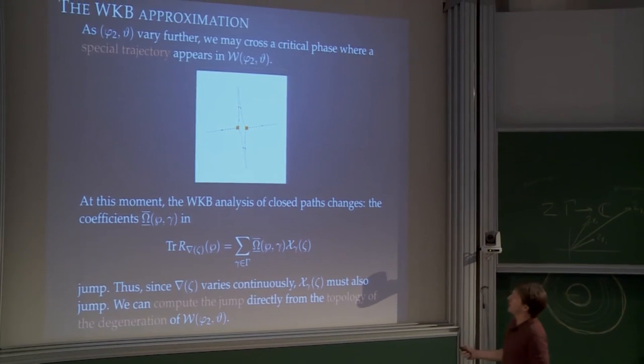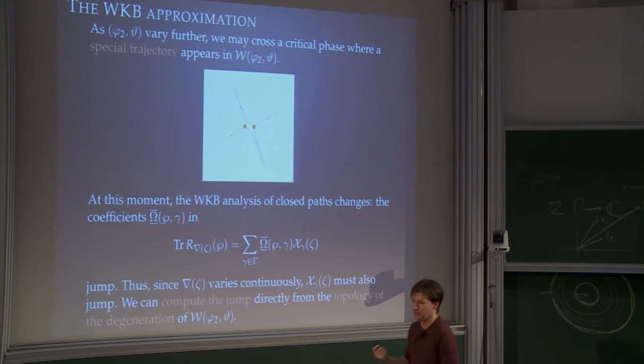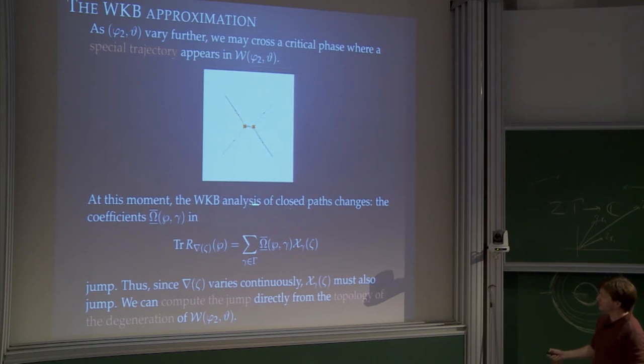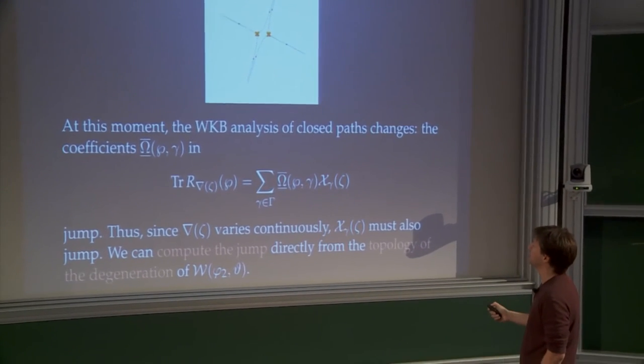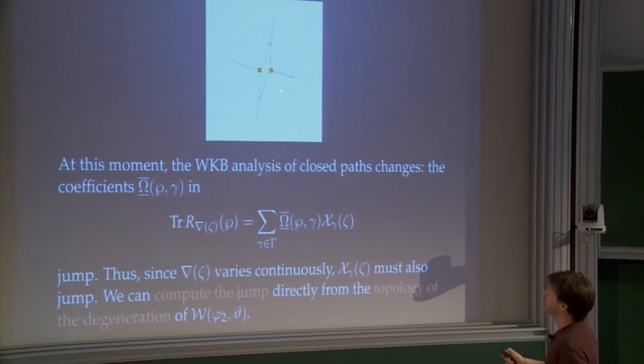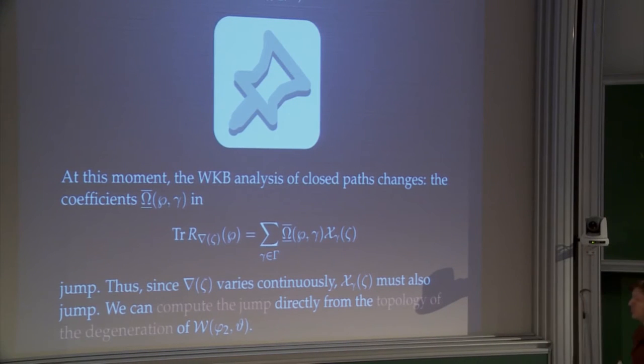But on the other hand, as I vary these parameters further, I might cross one of these critical phases where a special trajectory appears. These were exactly the things that we wanted to count. And at that moment, the picture of the WKB analysis of these closed paths changes. Or in other words, I have two different ways of abelianizing a connection: one involving the spectral network before this crossing, and one involving the spectral network after this crossing. And those two structures are a little bit different, and so correspondingly, I get two different ways of expanding the holonomy in terms of abelian holonomies. So two different expansions. So these coefficients, omega, are changing.